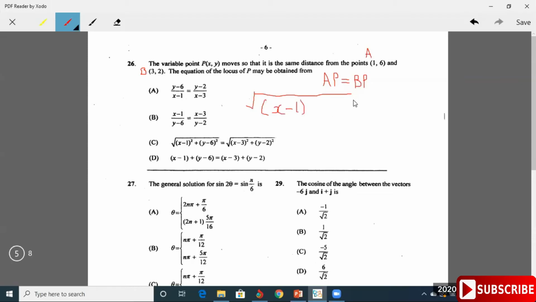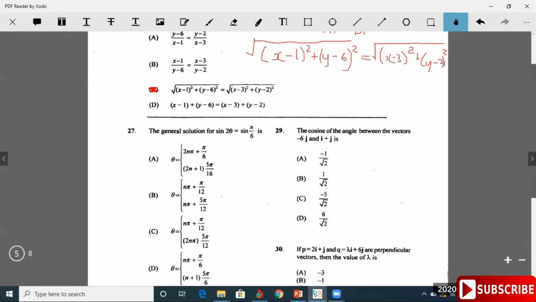BP is just going to be the square root of (x minus 3) all squared. That's the distance of BP. And BP is equal to AP, and so that's the answer. That looks like option C. That's option C. Easy.